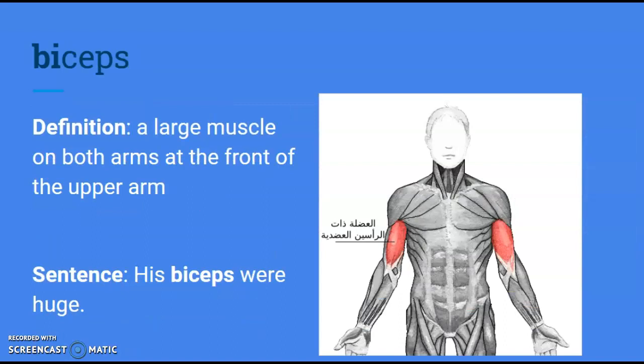Your next word is biceps. This is a large muscle on both arms of the front of the upper arm. The reason that it has bi in front of it for two is because you have one on each arm, and normally when you're talking about biceps, you talk about both of them at the same time. So his biceps were huge.